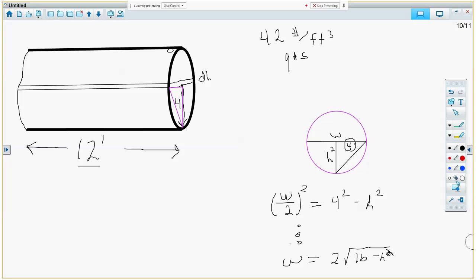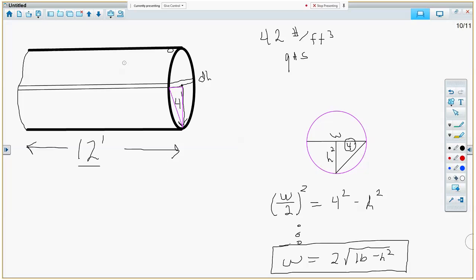Ugh, that's nasty looking. So, what if your radius was 5? Then it'd be 2 times the square root of 25 minus H squared. You see what I'm saying? So you need to kind of not memorize this, but be very familiar with it when this thing's on its side.